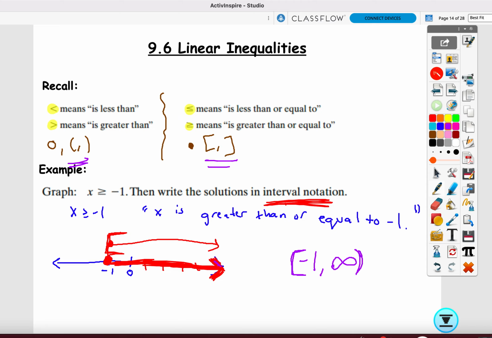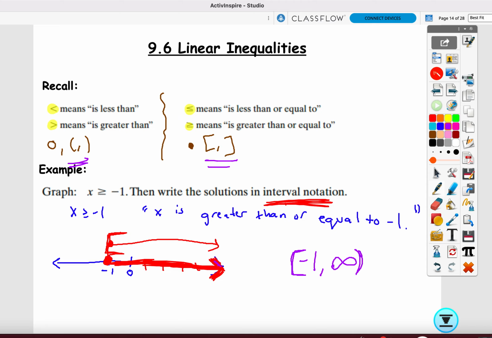This will be your practice problem for this one. So graph x is greater than or equal to -2. Write the solutions in interval notation. So x is greater than or equal to -2. So it starts at -2 right here. And it's greater than. So what numbers are greater than? All to the right. And then don't forget to draw your arrow.